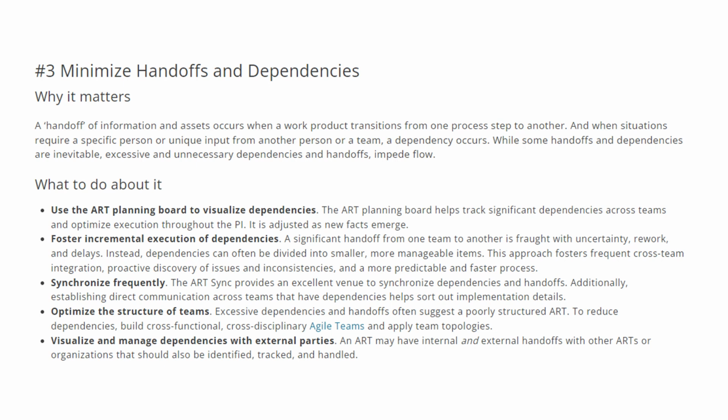Fourth option, optimize the structure of teams. Excessive dependencies and handoffs often suggest a poorly structured ART. To reduce dependencies, build cross-functional, cross-disciplinary agile teams and apply team topologies.